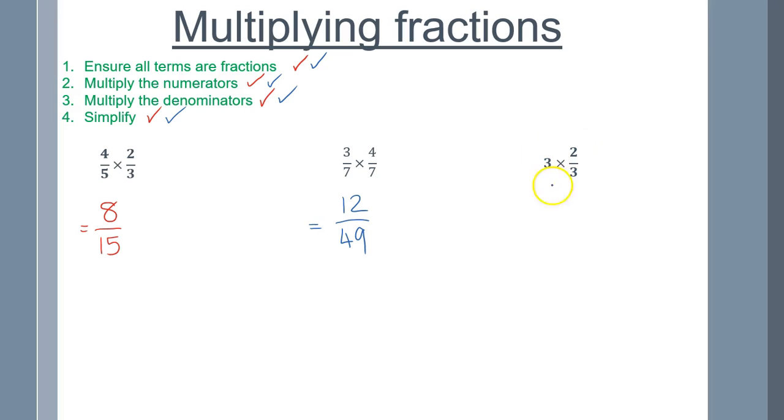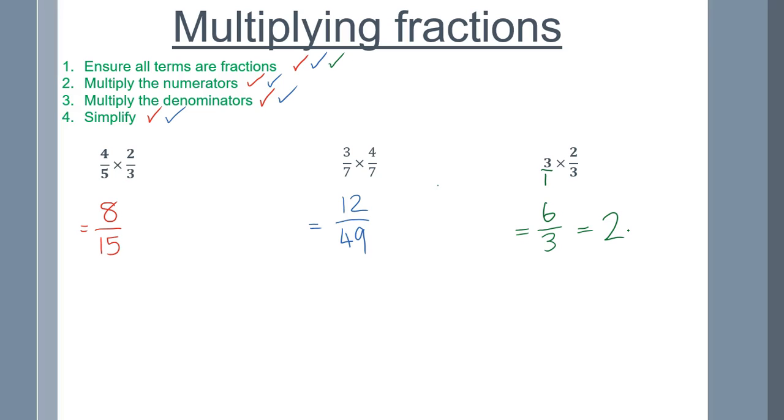The only trick comes when there is a non-fraction to start with, and even then it's not too bad. So ensure all terms are fractions. We're going to use that trick from before. You can put anything over 1 and it's now a fraction. So we've turned them into fractions. I'm going to show you a shortcut for this in a second as well. So we've done that. Multiply the numerators. 3 times 2 is 6. Multiply the denominators. 1 times 3 is 3. Simplify. They both divide by 3. Actually, 6 divides by 3, so it's just 2.